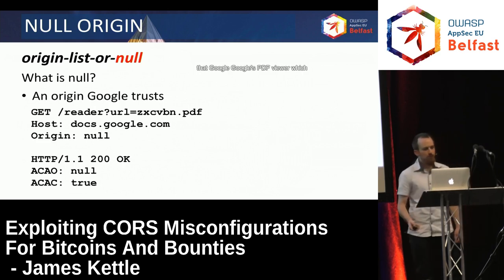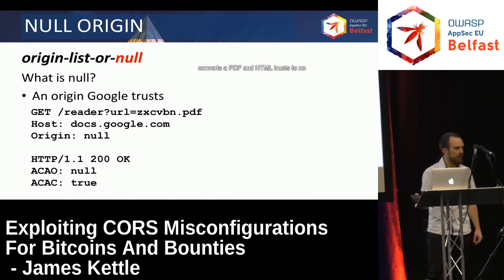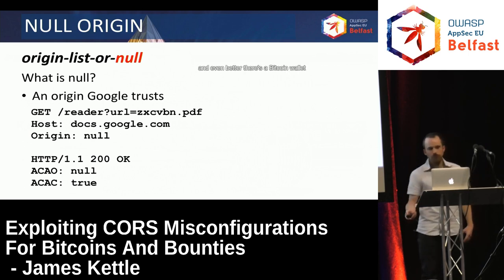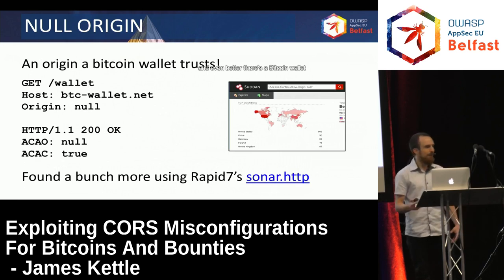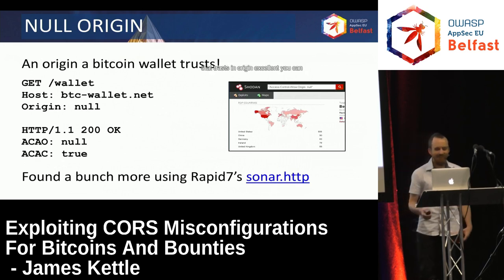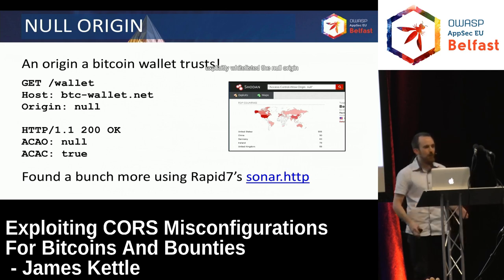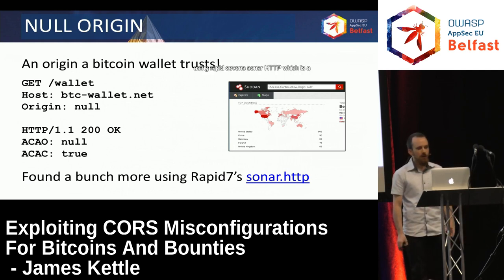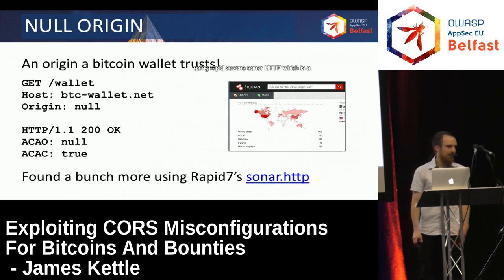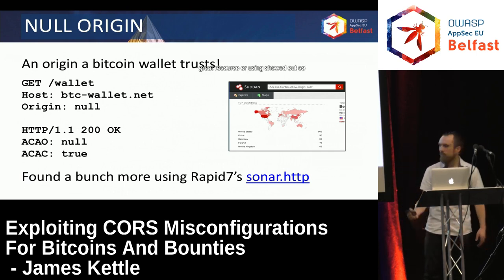And I found that Google's PDF viewer, which converts a PDF into HTML, trusts the null origin with credentials. So that's cool. And even better, there's a Bitcoin wallet that trusts the null origin. Excellent. You can find loads more sites that have explicitly whitelisted the null origin using Rapid7's sonar.http, which is a great resource, or using Showdown.